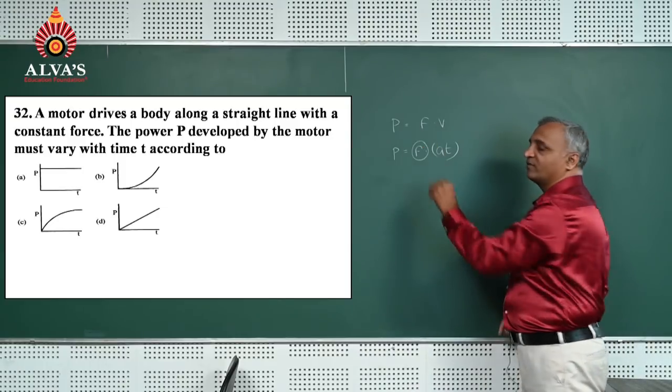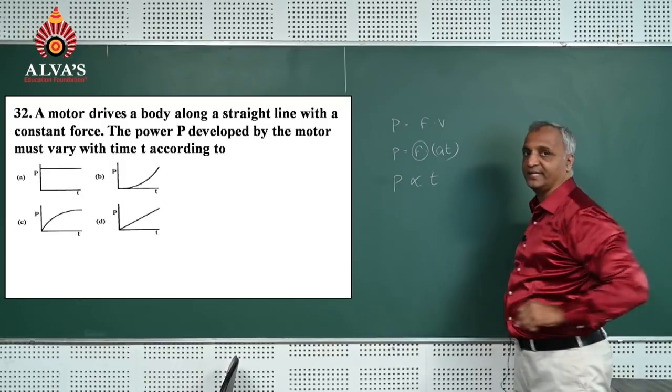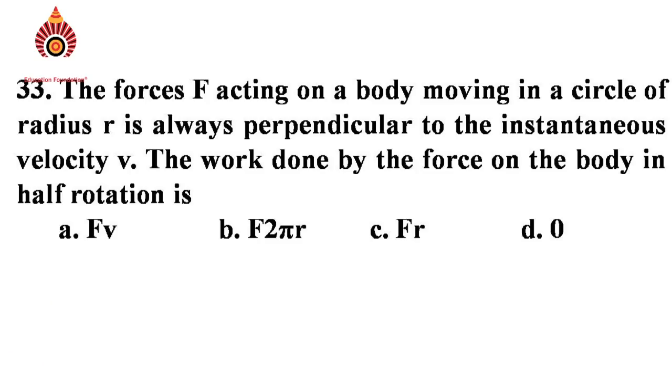And since force is constant, I can say power is proportional to T, and that's why you are going to get a 45-degree line, a uniform relation. So I'll go for option D.